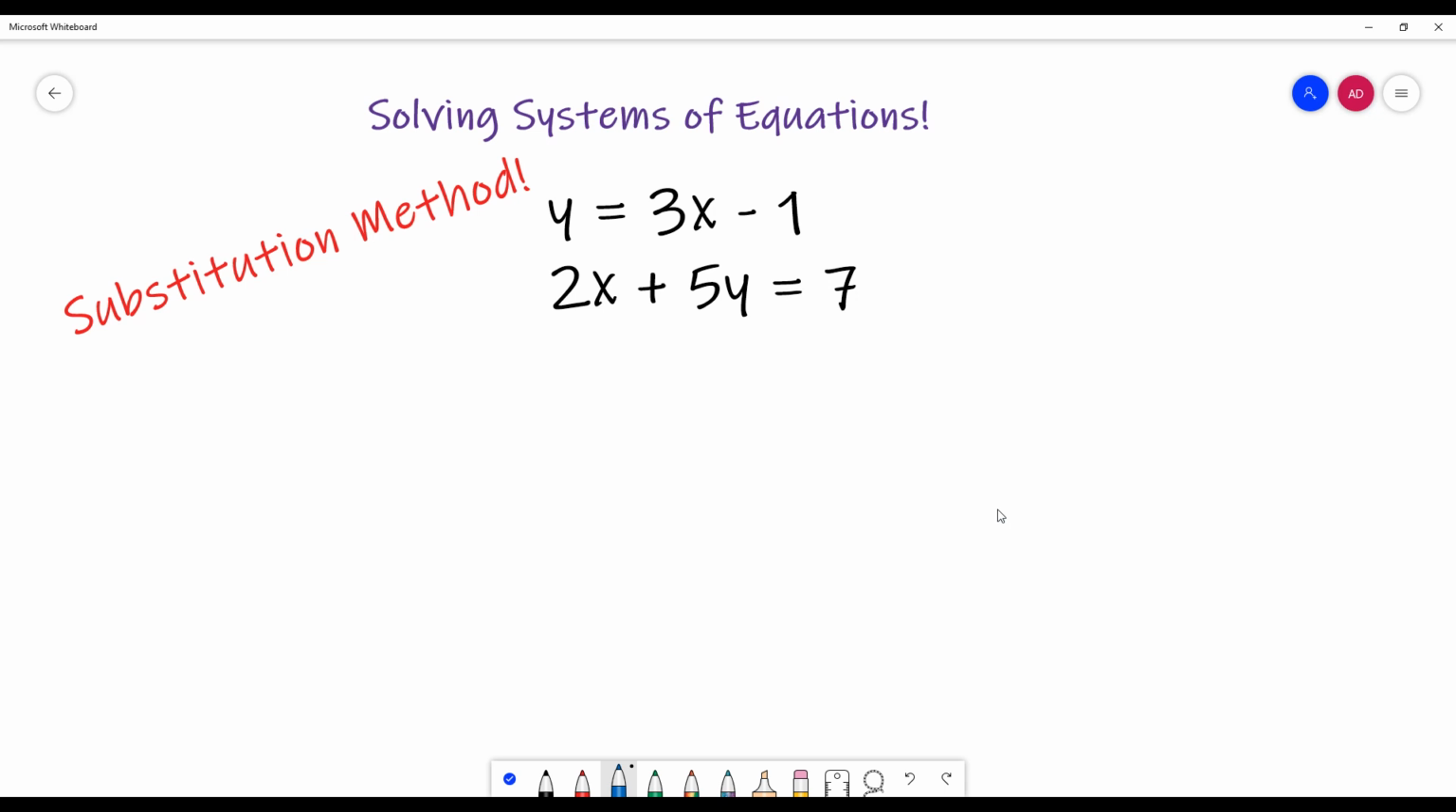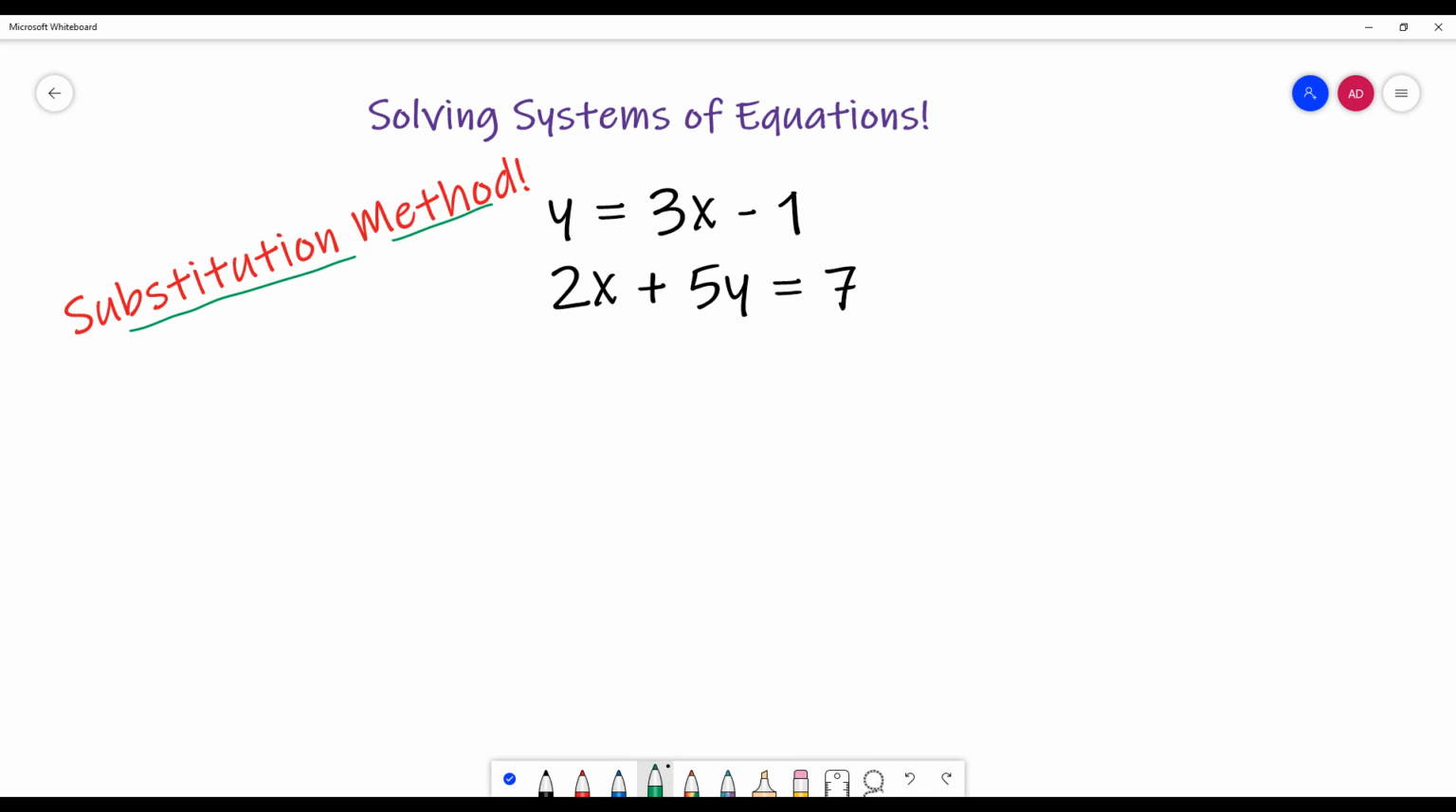All right, so the math dealer here, and today we're going to learn how to solve systems of equations. I'm going to look at two methods, the substitution method and the elimination method. The first one I'm looking at is what they call the substitution method.